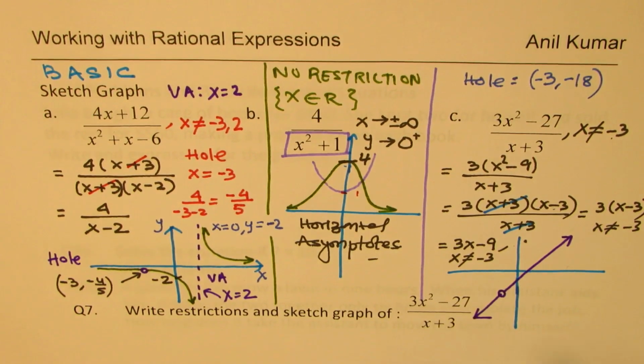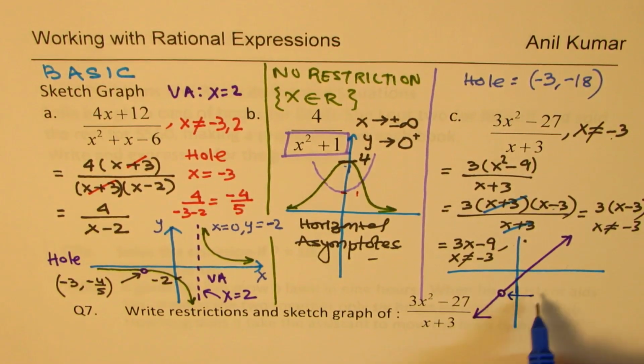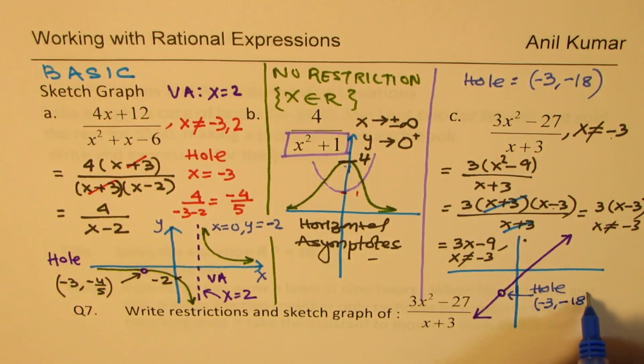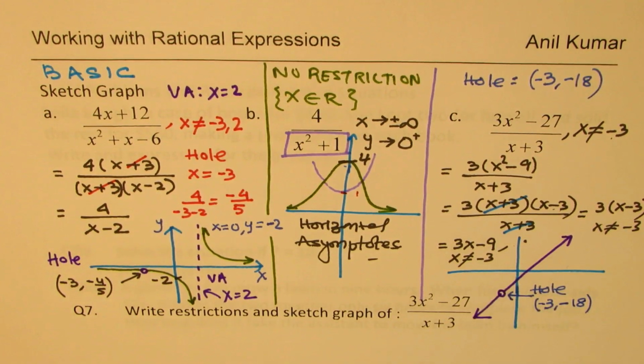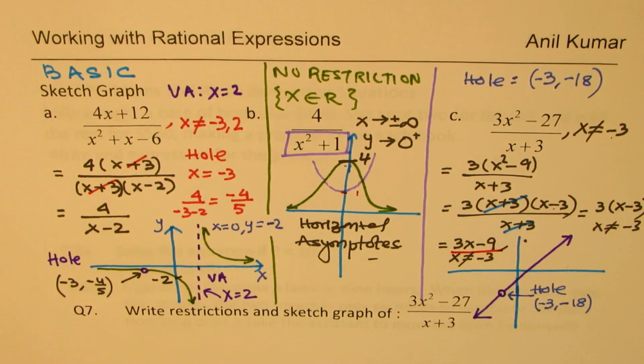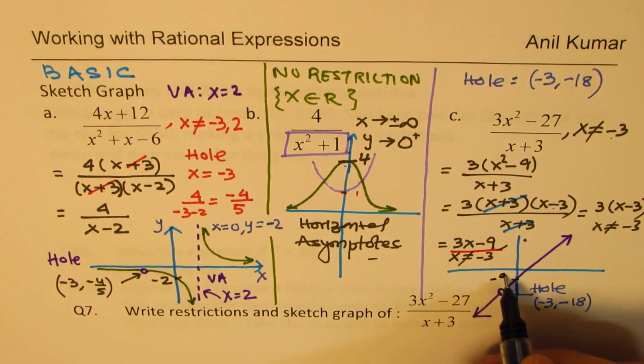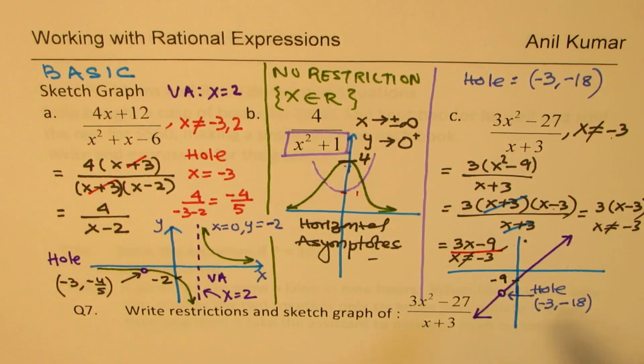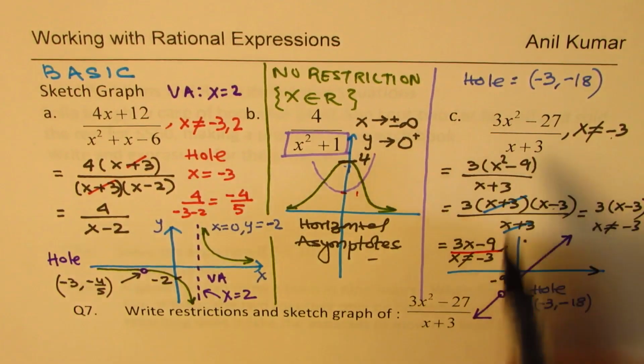Now this particular point here represents the hole. And the coordinates for the hole are, as calculated, minus 3, minus 18, which you could calculate from the final expression, right? This is your final expression. The y-intercept is minus 9. Perfect. So that is your sketch for the given function.